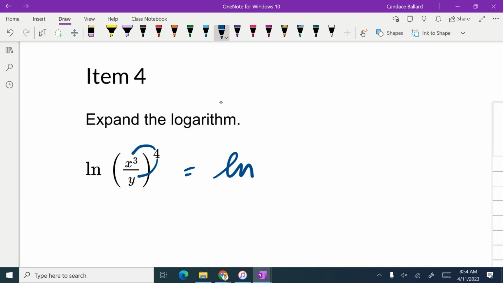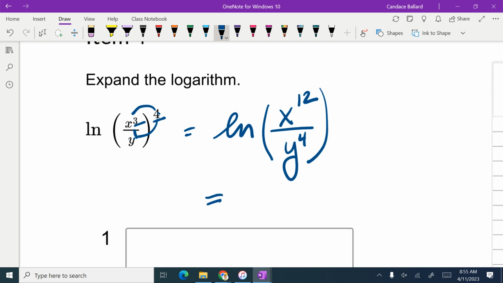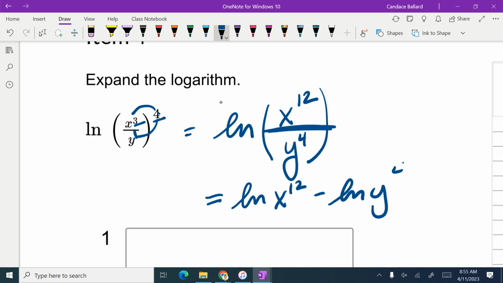So the natural log of x to the, when we have a power to a power, what are we doing with the exponent? Multiply. So what's 3 times 4? 12. And then this is 1 times 4. What's 1 times 4? 4. What does division turn into? Subtraction. So I'm going to go natural log of x to the 12th minus natural log of y to the 4th.